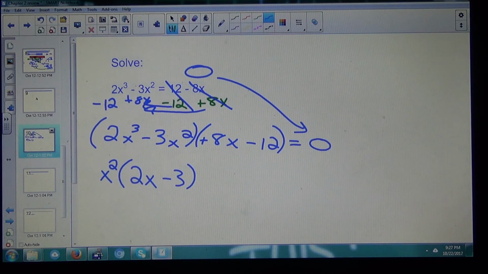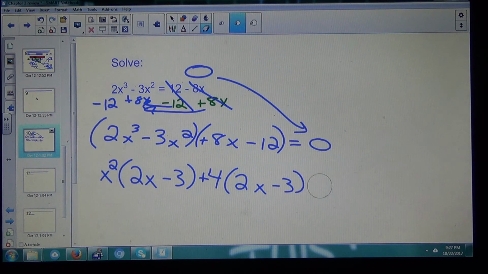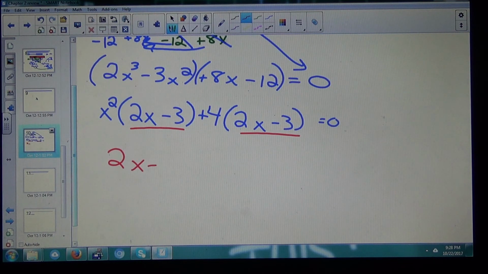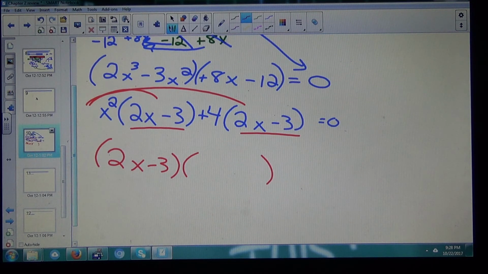Okay, now what's common in the second set? No x's, but how about number-wise? A 4? Yep, and it's positive 4. So now I'm left with 4 times 2 gives me 8, and 4 times 3 gives me 12. Now, what's really awesome about this, once I did that, has to happen every single time. Common term, right? So what do I do with that common term? I bring it out in front. It's almost like you're factoring again out in front. So common term comes out in front, and the leftovers go in the second parenthesis.